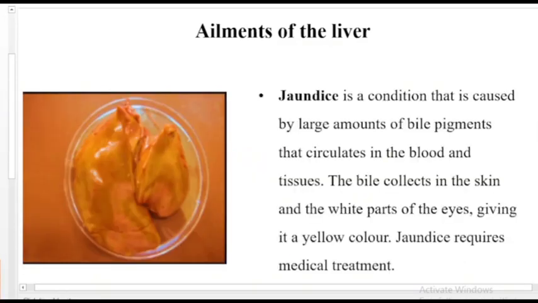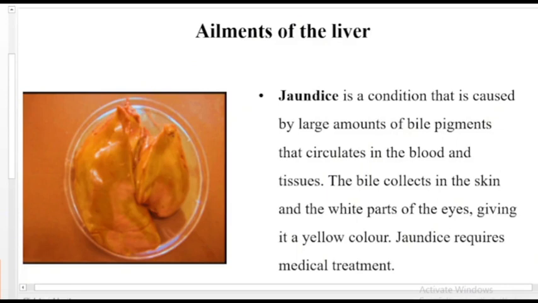We come to jaundice. Jaundice is a condition that is caused by large amounts of bile pigments that circulate in the blood and tissues. The bile collects in the skin and the white parts of the eyes, giving them a yellow color. Jaundice requires medical treatment. Normally, you are looking at a situation where there is blockage of the bile duct. And once there is that blockage, large amounts of bile pigments will start circulating in the blood and the tissues.